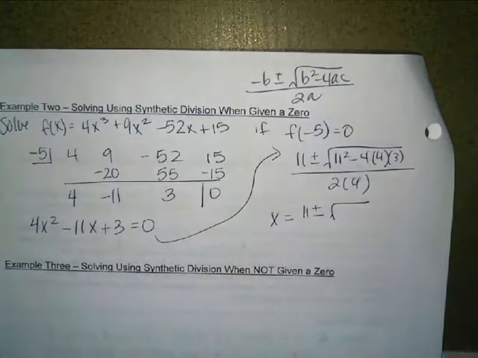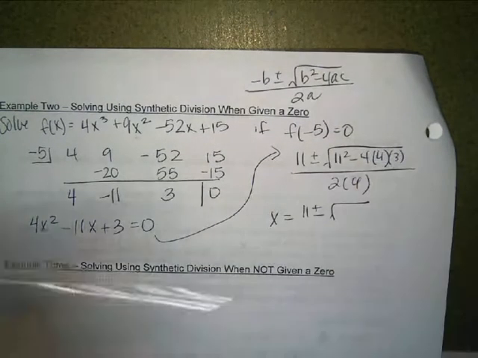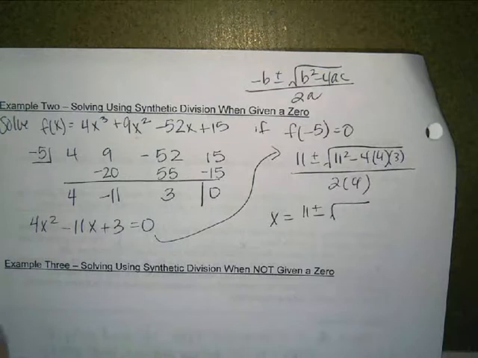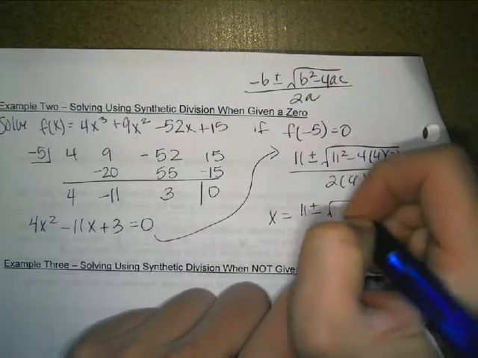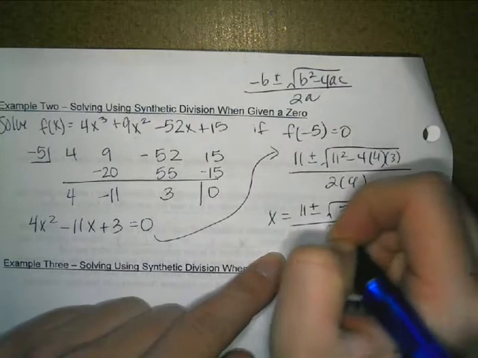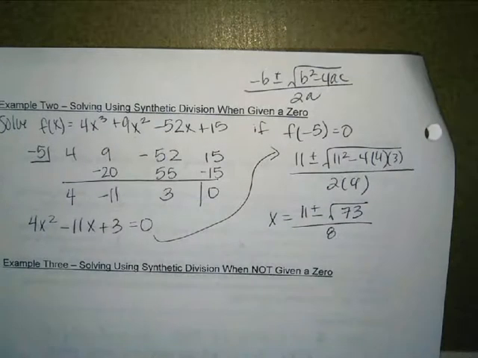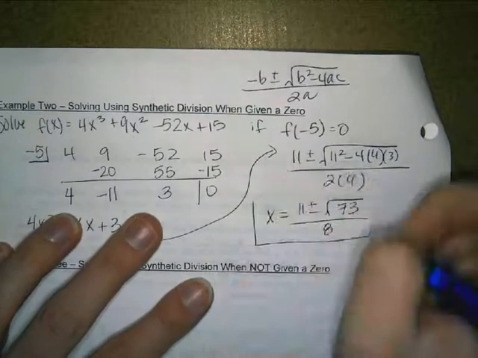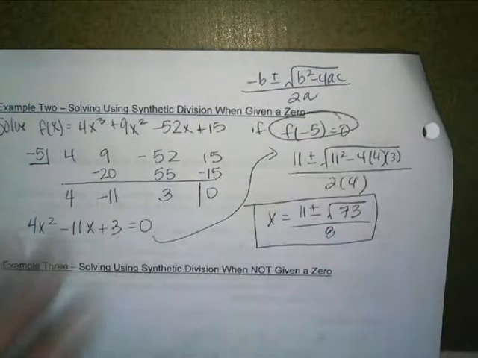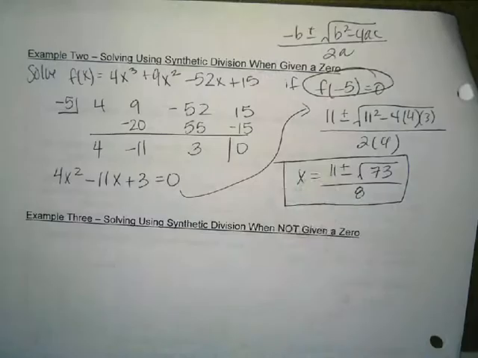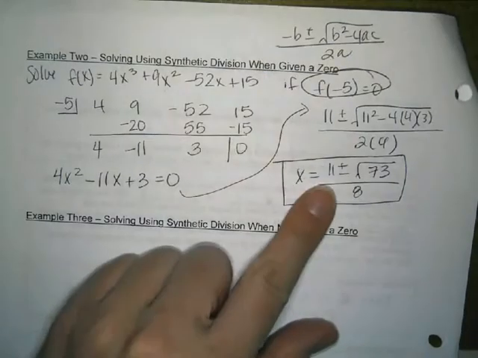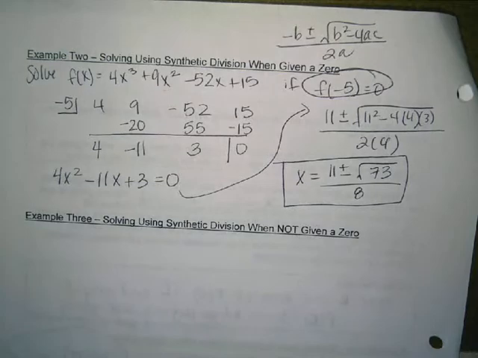Okay, so you get 121 right there, minus 4 times 4 times 3, which is, oh, maybe you can't factor. Never mind. You can't. Good. So we did it the right way. So I get 73 over 8. And since 73 can't be broken down anymore, there's my two x-intercepts along with the one that they gave me. So we could plot these on the x-axis. They would just be decimals.